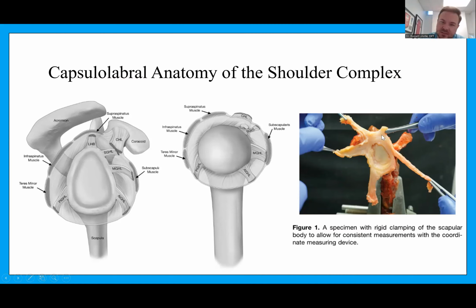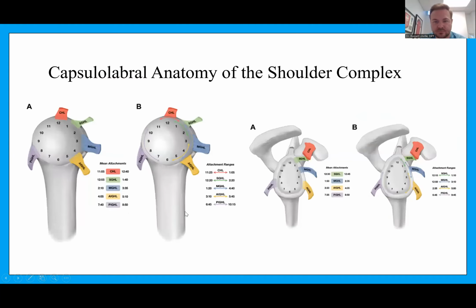If we look through the anatomy, this is the long head of the biceps tendon. This is the superior glenohumeral ligament, middle glenohumeral ligament, antero-inferior glenohumeral ligament, and posterior-inferior glenohumeral ligament. And it has this kind of finger-like grasping. This is how I think about it, like grasping to keep the ball in the socket, right? This is looking at the ball side of the situation. You can see where these attach. You also have these muscular attachments to reinforce the stability of the glenohumeral joint.